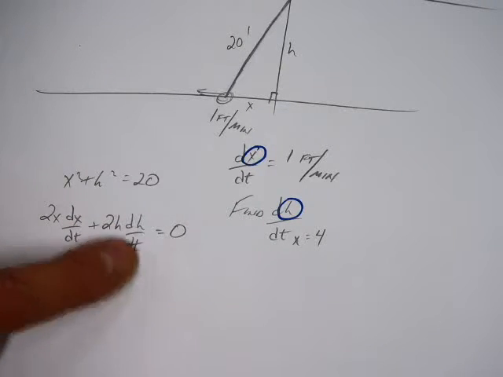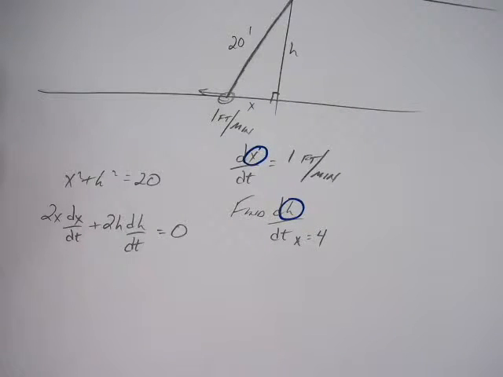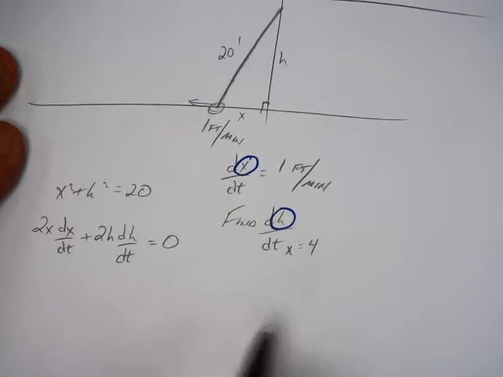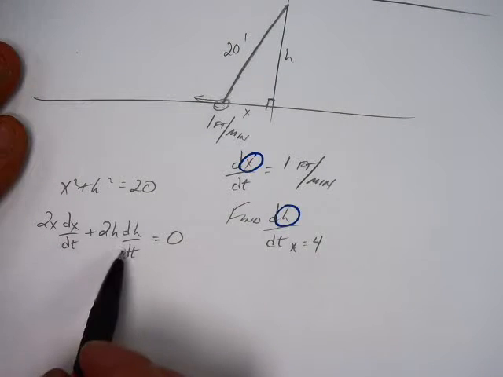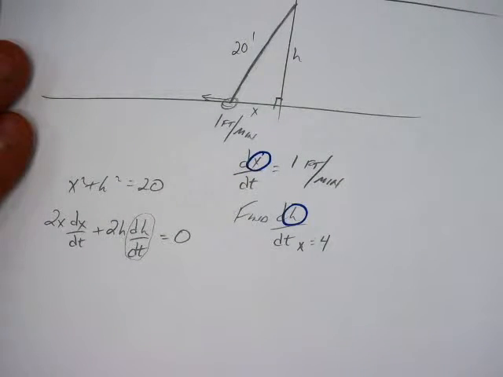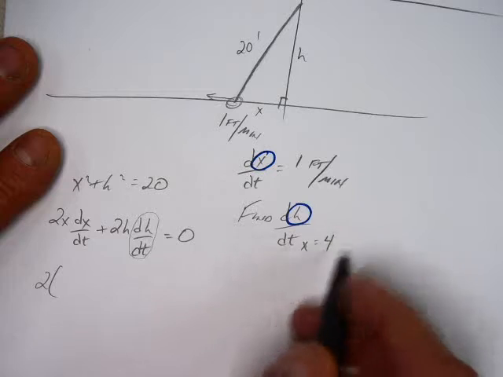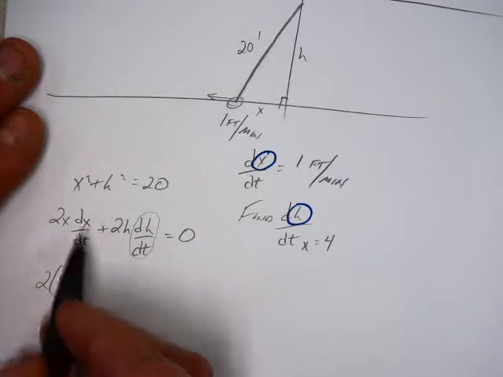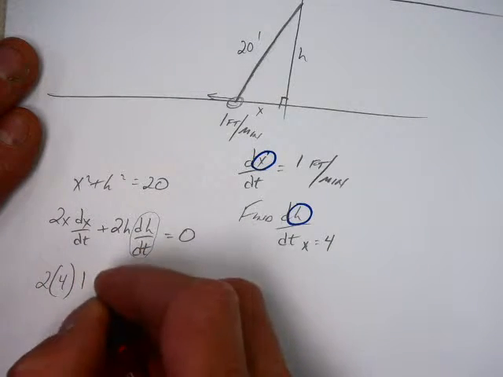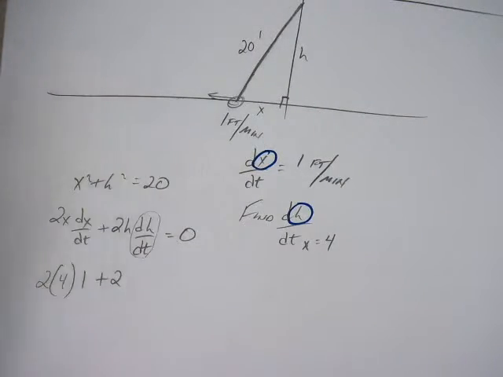Okay. So now what I've got is an equation where I can plug in x, dx dt, h, or dh dt. And I'm going to go ahead and find how fast the top of the ladder is changing. So you can see that I want to find dh dt. That's the only thing I'm not going to plug something in for. So the rest of it's not too bad. 2 times, well, my x is 4. My dx dt, we decided, is 1, plus, I don't have an h, do I? Criminetly, what do I do?